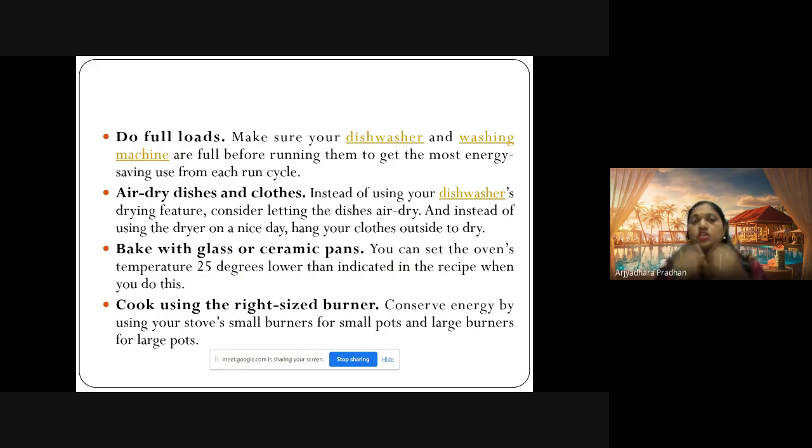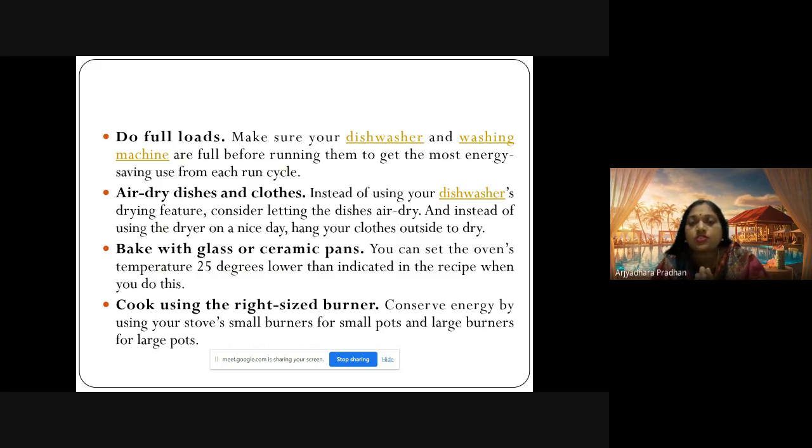Do full loads. It is always a habit in households that the washing machines and the dishwashers are not completely packed. Rather, at less load, these dishwashers or washing machines are turned on. If you completely pack those and turn on the machine, it will consume the same amount of energy as when you do it for 2 or 3 clothes. So always go for full loads. Air dry dishes and clothes. It has been a practice that we use dryers for drying our clothes. But during summer days, we can put our clothes outside so that unnecessary use of dryers can be prevented.